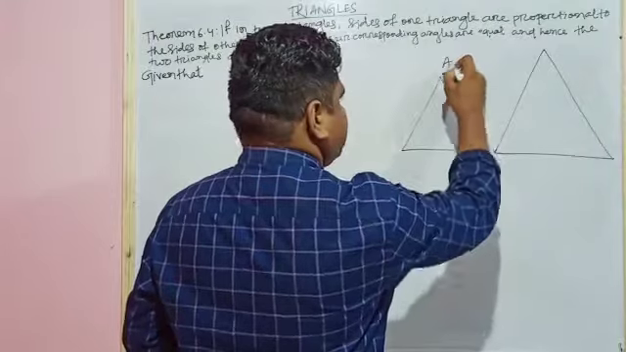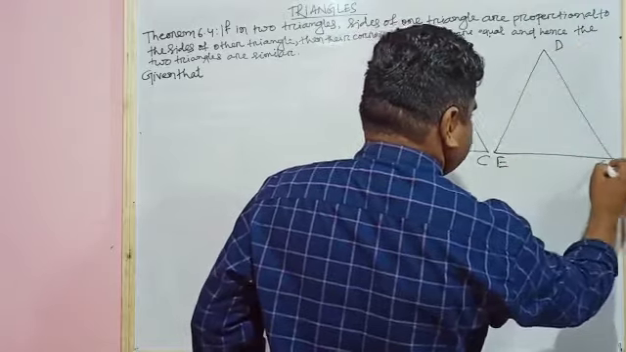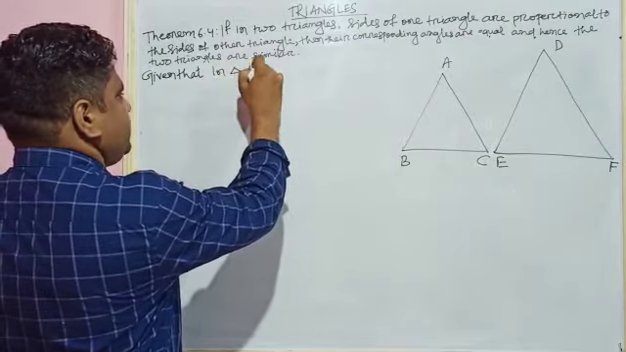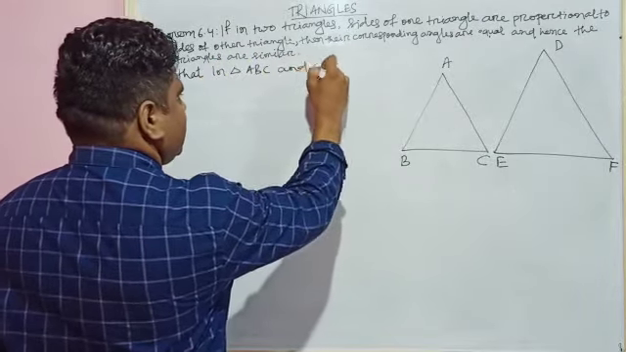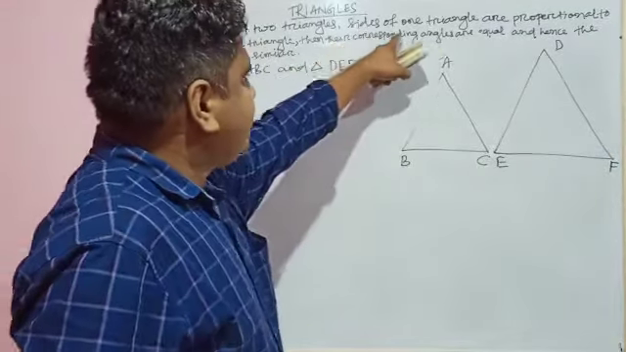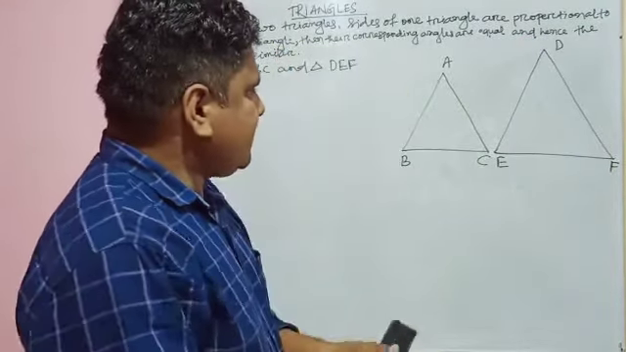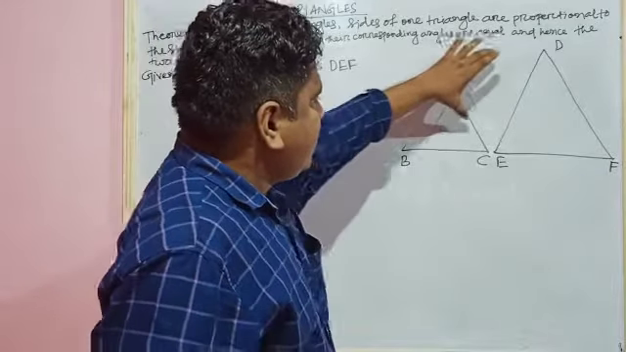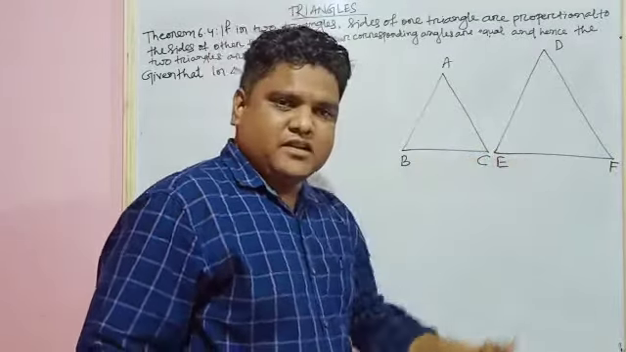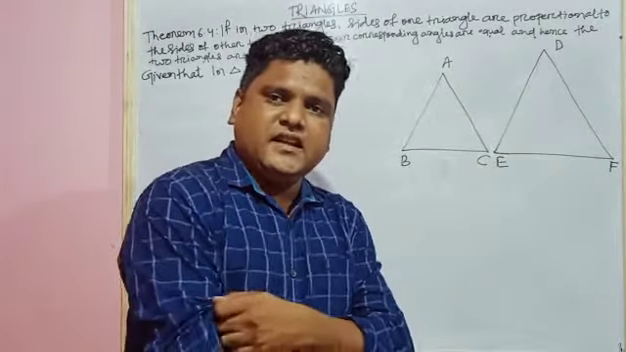Let it be triangle ABC and let it be triangle DEF. So we have to write, given that in triangle ABC and triangle DEF, if in two triangles sides of one triangle are proportional to the sides of other triangle, means sides of triangle ABC, AB by DE equal to AC by DF equal to BC by EF. Proportional means the ratio of sides are equal in triangle ABC and triangle DEF.